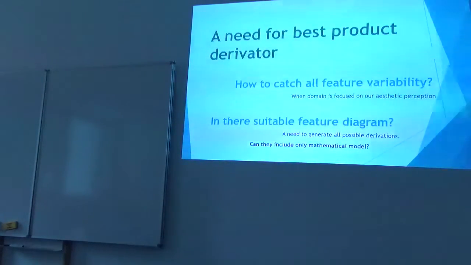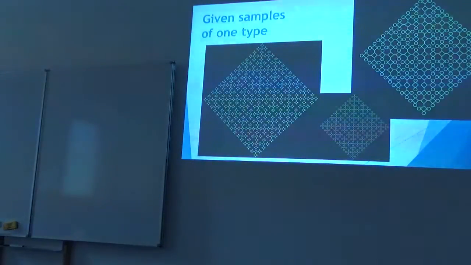It needs the best product derivator or the best design, and there is the question of how to capture all feature variability, because this domain is focused on aesthetic perception, and whether there is a suitable feature diagram, because as I said, this feature diagram can differ, and whether only a mathematical model is possible or something else should play a role there, which affects the whole functionality of our application.